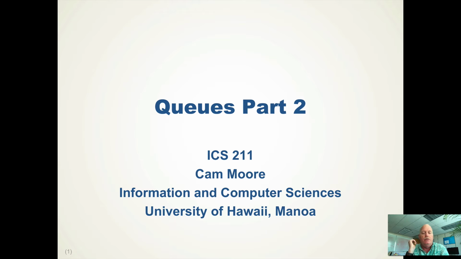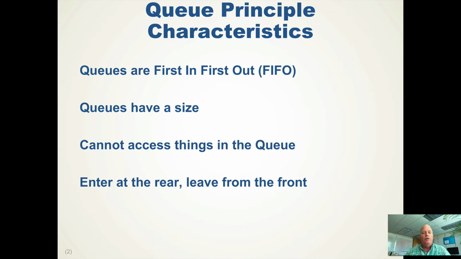Welcome to our second screencast on the abstract data type of queue. So remember, the principal characteristic of the queue is that it's first in, first out. They try to be fair. If you arrive at the end of the queue, you get processed before the person or the item behind you.